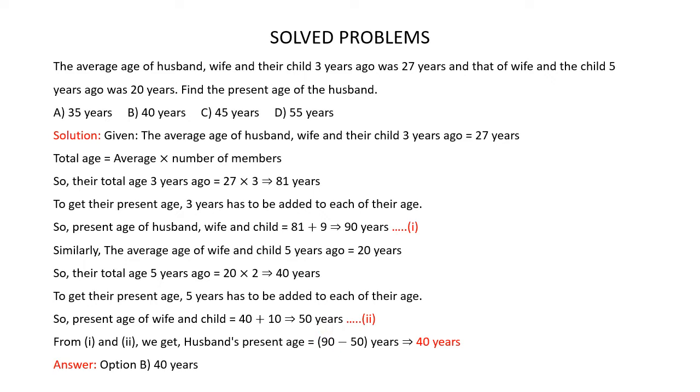This is equation 2. Now from equation 1, we get the present age of husband, wife and child. From equation 2, we get the present age of wife and child. So if we subtract equation 2 from equation 1, we'll get the present age of the husband. So the present age of the husband is equal to 90 minus 50, which is 40 years. The correct answer is option B, 40 years.